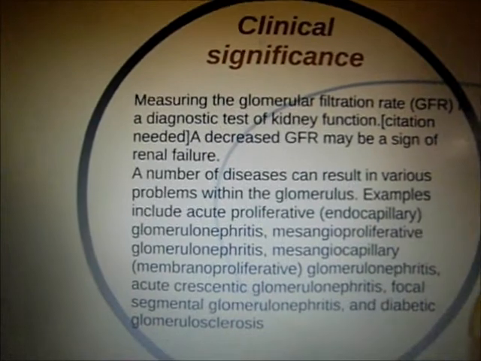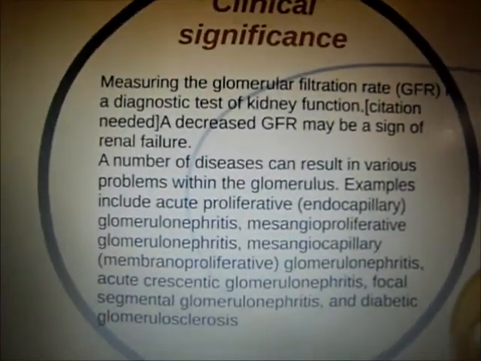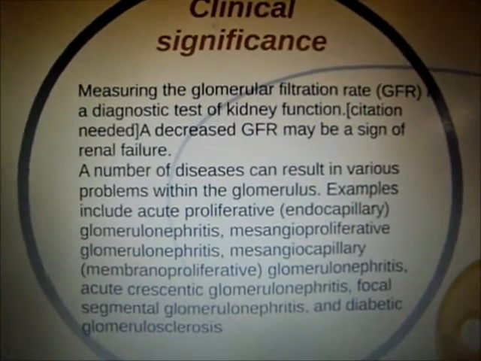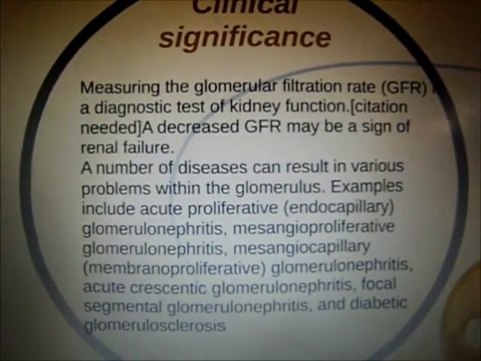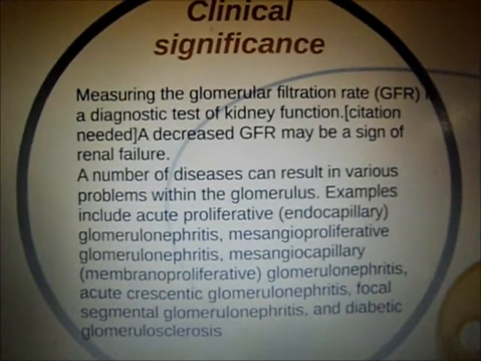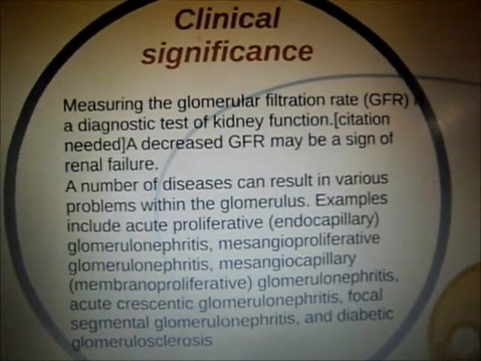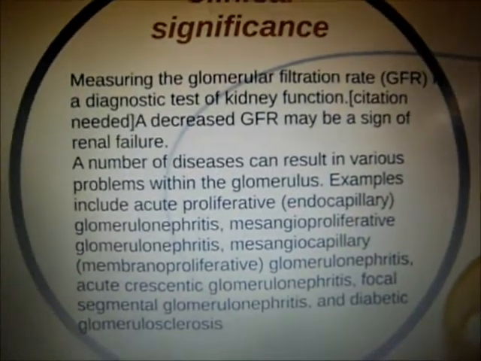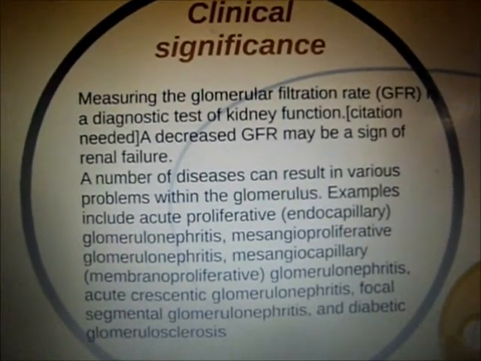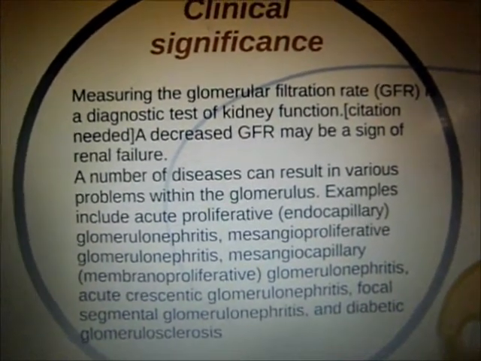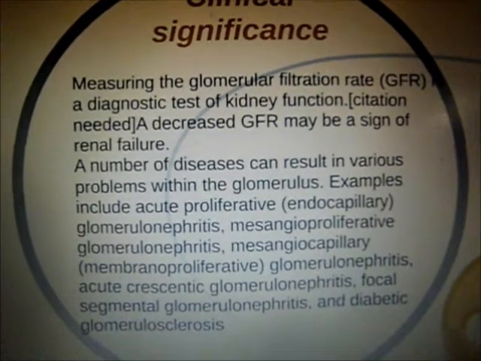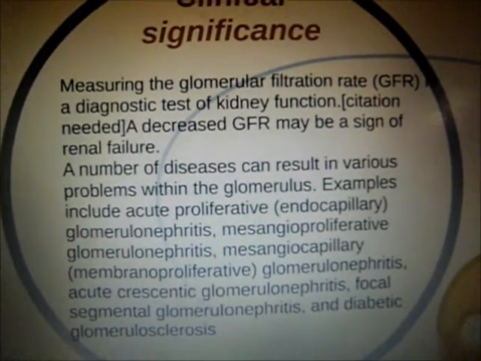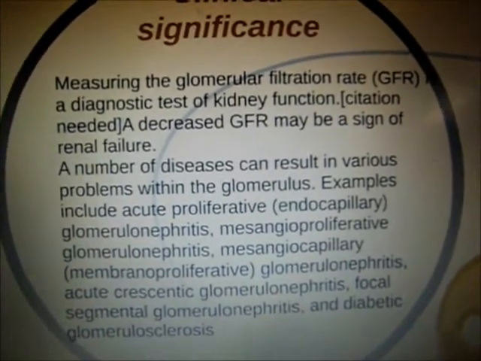Clinical significance. Measuring the glomerular filtration rate is a diagnostic test of kidney function. A decrease may be a sign of renal failure. A number of disorders can result in various problems with the glomerulus. Examples include acute proliferative glomerulonephritis, endocapillary glomerulonephritis, mesangial glomerulonephritis, mesangiocapillary glomerulonephritis, acute crescentic glomerulonephritis, focal segmental glomerulonephritis, and diabetic glomerulosclerosis.